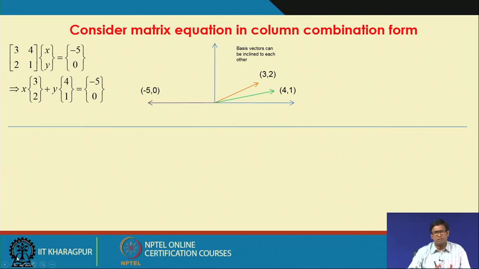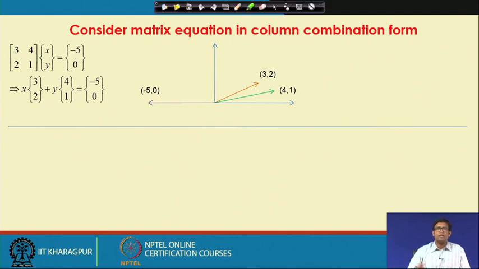In certain cases we make the mistake of thinking that bases are always perpendicular to each other, because we deal with bases like x, y, z or e_r, e_theta, e_z in Cartesian or cylindrical coordinates. However, basis vectors can be inclined to each other also. We consider a matrix equation in R2, and its column combination form. This can be written as some constant multiplied with (3, 2) plus some constant multiplied with (4, 1) equal to (-5, 0), and we have to find these constant coefficients through solution of the matrix equation.